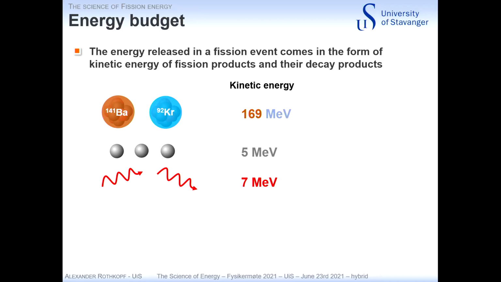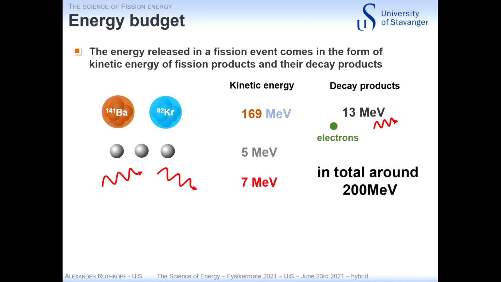So the kinetic energy of those fission products is around 170 MeV. Then there is the kinetic energy of those 3 neutrons, 5 MeV, and that gamma radiation also carries around 7 MeV. And in addition, those fission products decay themselves, releasing electrons and more electromagnetic radiation with a budget of around 13 MeV. And if you add all of this together, you get around 200 mega electron volts of energy out of one of these fission events.